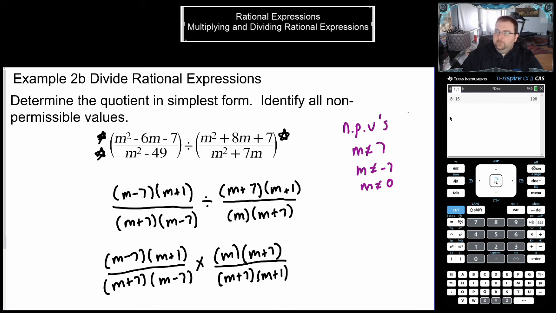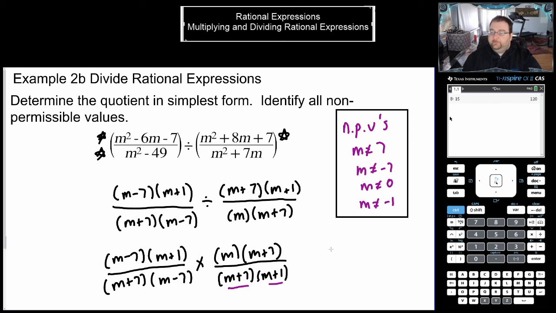Now we have two new non-permissible values that arrived in our denominator. We have m cannot equal -7, which is already there, and m cannot equal -1, which was not there, right? So again, I'm going to erase this one because we don't need it. And I'm just going to scooch that one up. And there's my non-permissible values. So that's part of my answer.